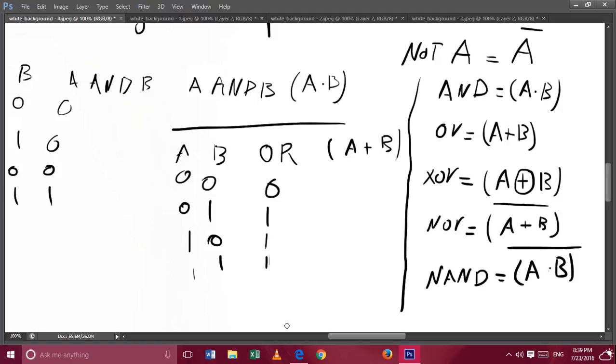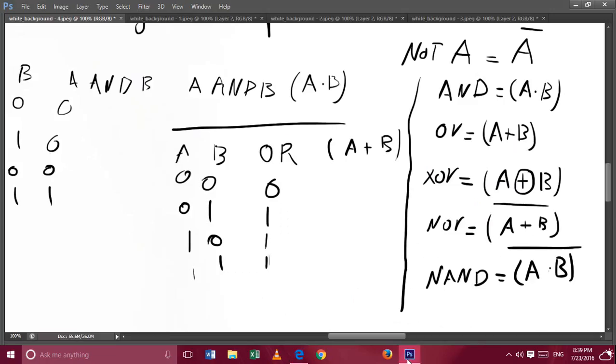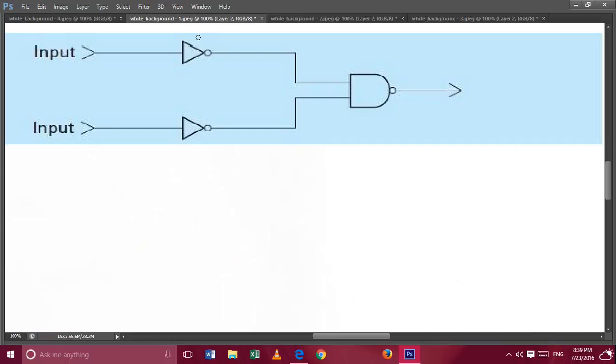Okay, so this is sheet 3, and we are supposed to come up with the truth table for 1, 2, 3 circuits. So let's get to it. We're going to start with the first one right here. Let's say that this is A right here, and this is B. So this is NOT. The output right here will be not A, correct? And the output over here will be not B.